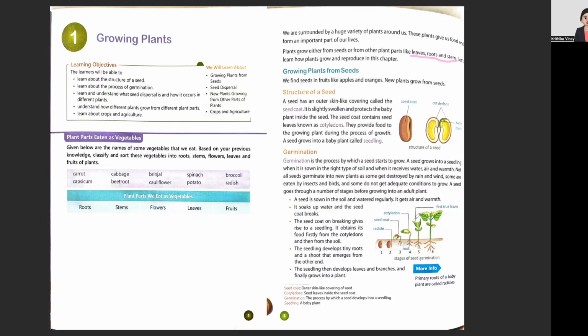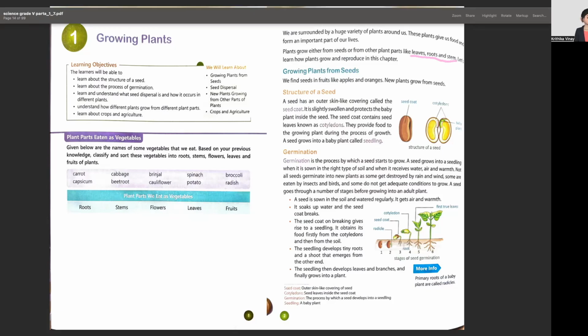The seed coat on breaking gives rise to a seedling. It obtains its food firstly from the cotyledons and then from the soil. The seedling develops tiny roots and a shoot emerges from the other end. The seedling then develops leaves, branches, and finally grows into a plant. Okay, let's see more.